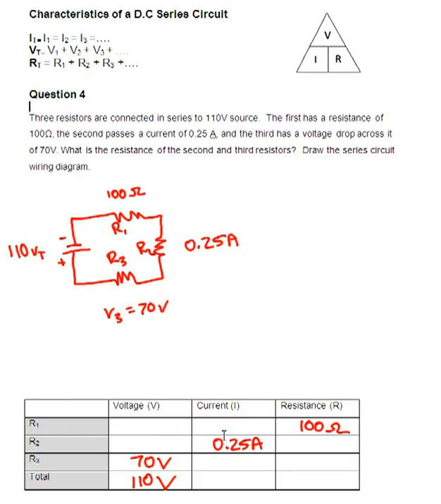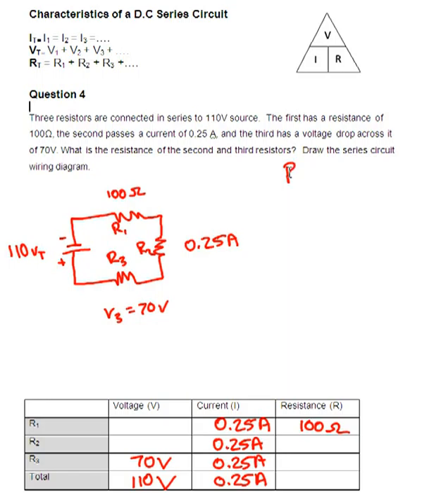Now we can use characteristics of a DC circuit. IT equals I1 equals I2 equals I3. So we know that these are all the same. From that we can use Ohm's law. Now we can solve R1, or we could solve for R3, we could solve the resistance, and we could also solve the total resistance. So we're asked to solve for the second and third resistors. So we could solve it this way and solve for R3.